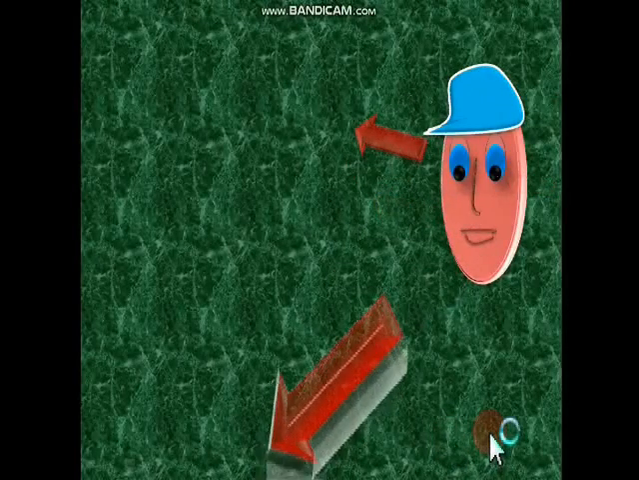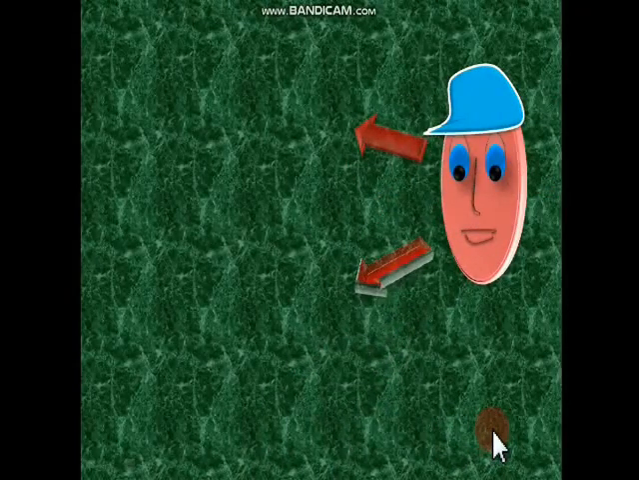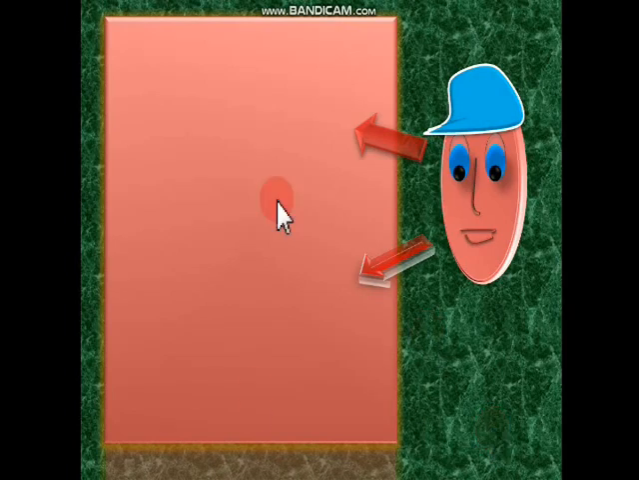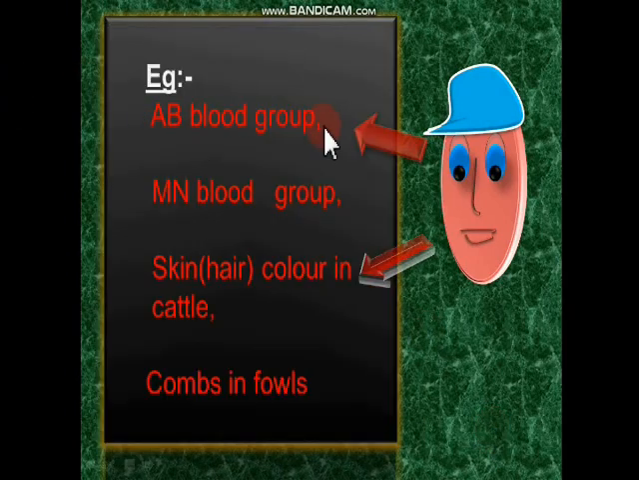Let us observe the examples for codominance. The examples are AB blood group, MN blood group, skin hair color in cattle, and combs in fowls.